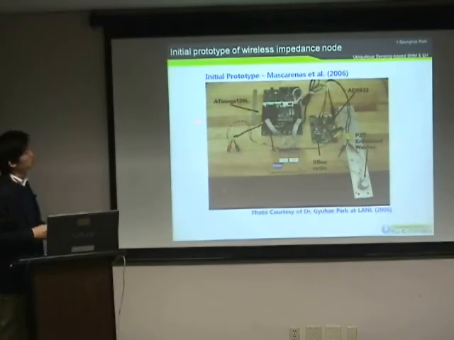This is the initial prototype of the wireless impedance sensor node developed by Los Alamos National Laboratory. You can see here the microprocessor and RF radio telemetry, and this is the impedance measuring chip device. So by integrating three items, we can devise one sensor board for structural health monitoring technique.